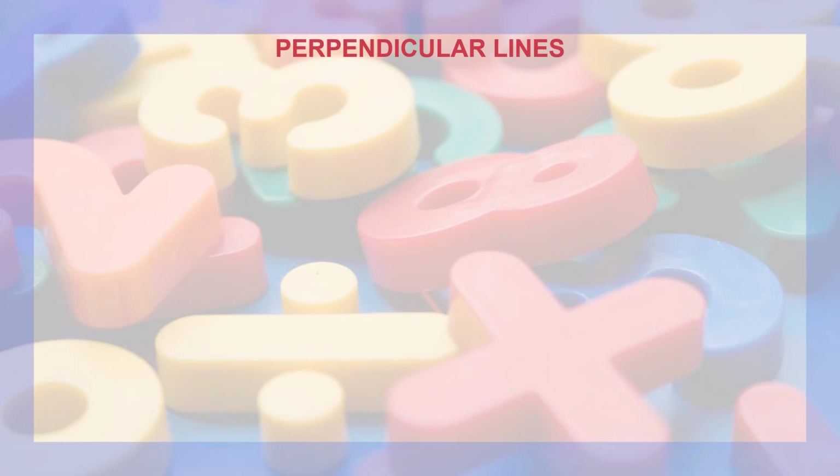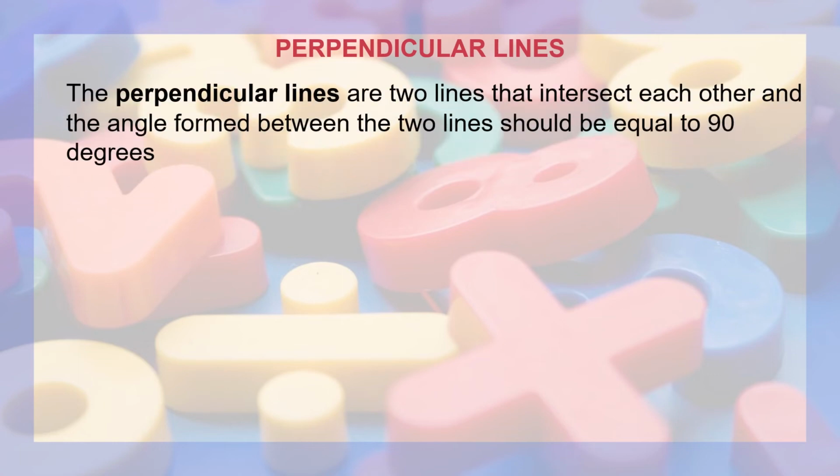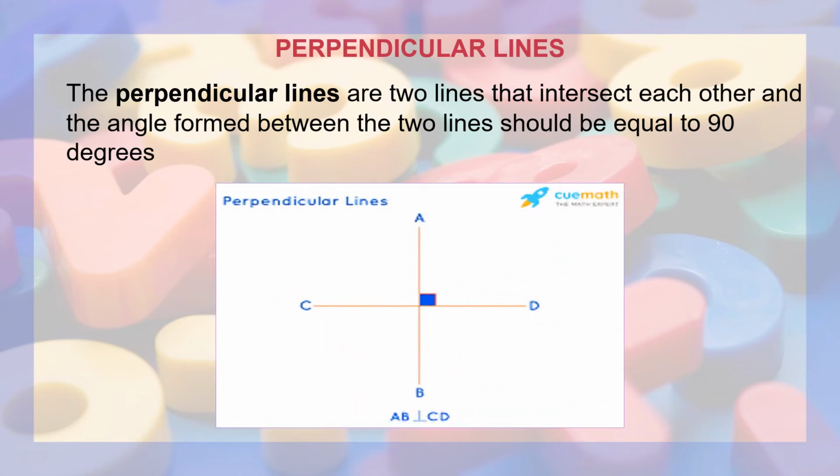Next is perpendicular lines. Perpendicular lines are two lines that intersect each other and the angle formed between the two lines should be equal to 90 degrees. Here you can see the two lines, line AB and line CD. These two lines are intersecting, cutting each other at a point and forming an angle, and that angle is 90 degrees. It is forming a right angle.